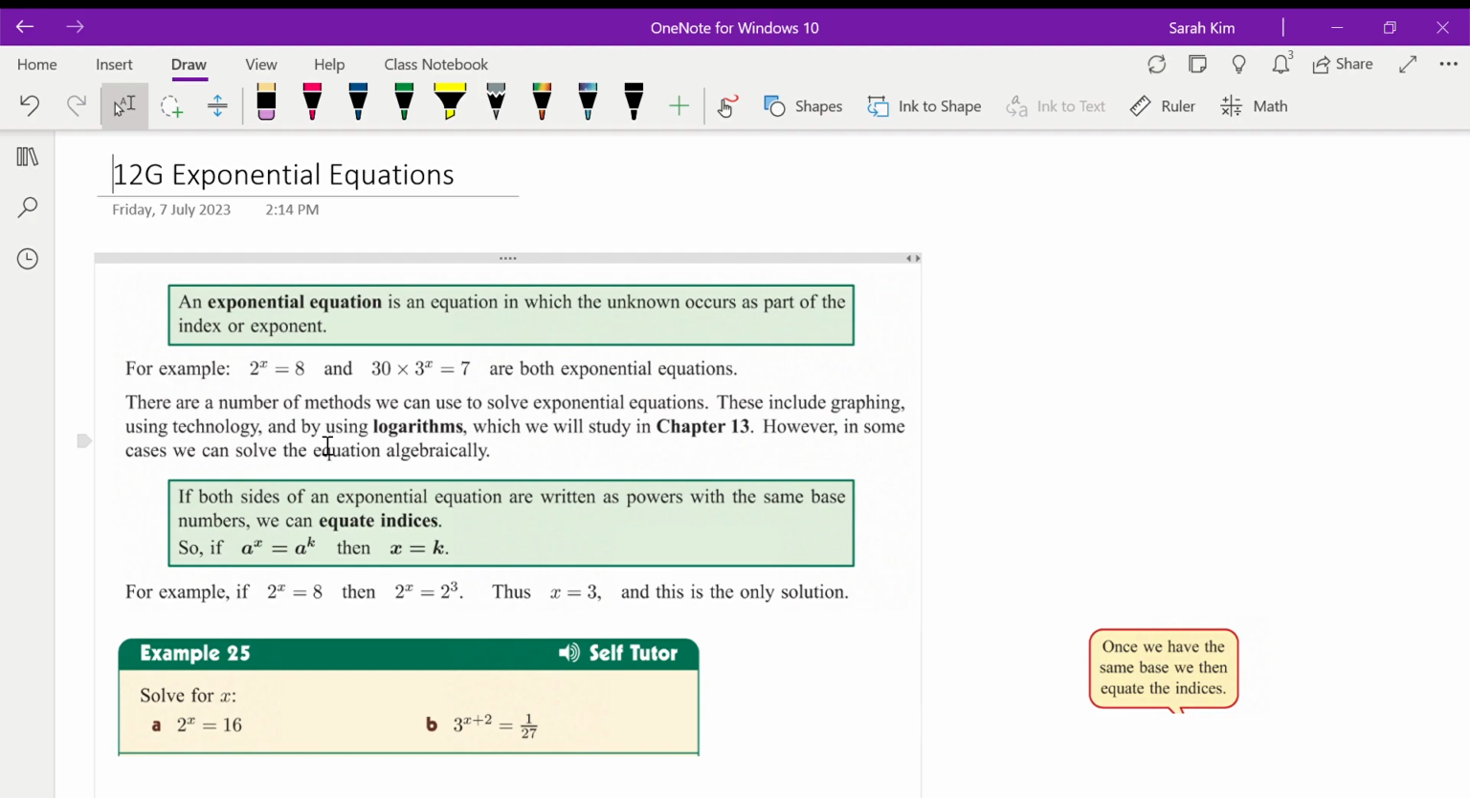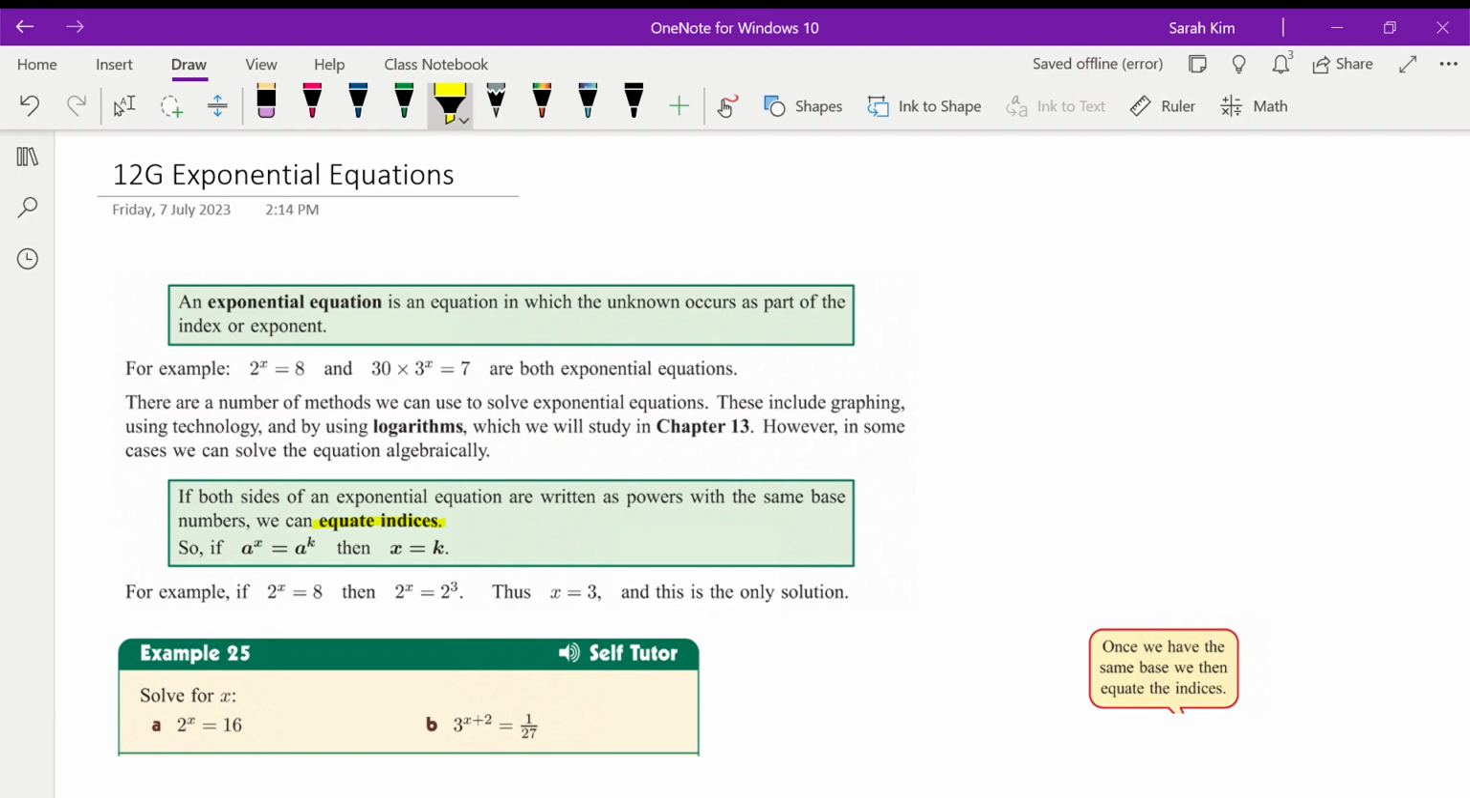Exponential equations are basically equations of exponents. For example, this has an exponential over here, so it's an exponential equation. Over here, this is an exponential equation as well because it has an exponent. When we look at exponential equations, we should still be able to solve for x, and we'll learn how to do that. But first, we need to learn how to equate indices.